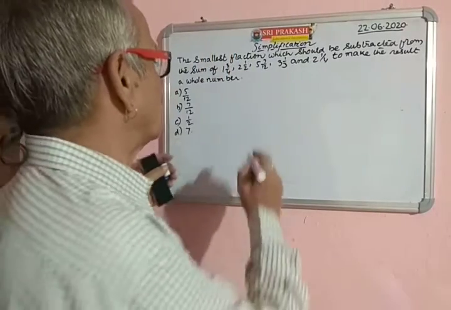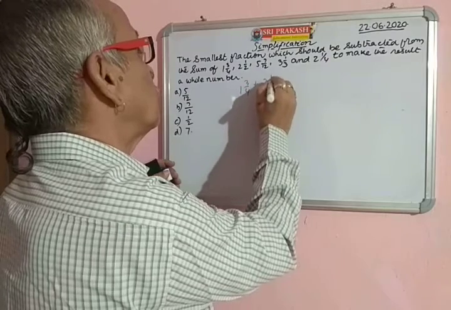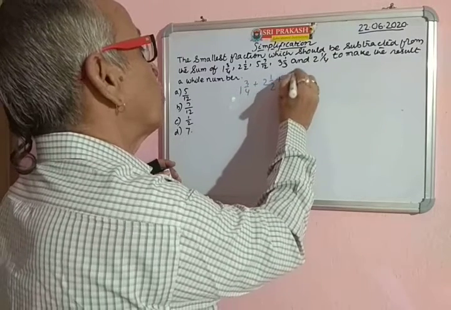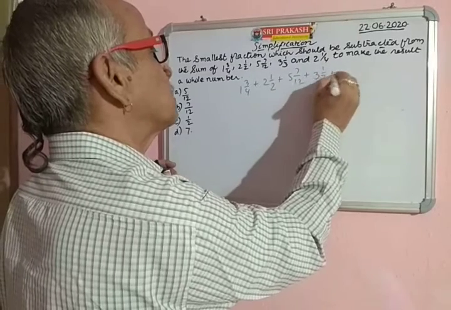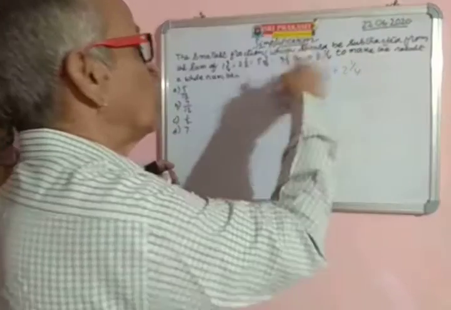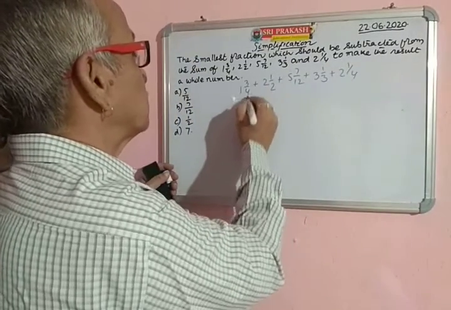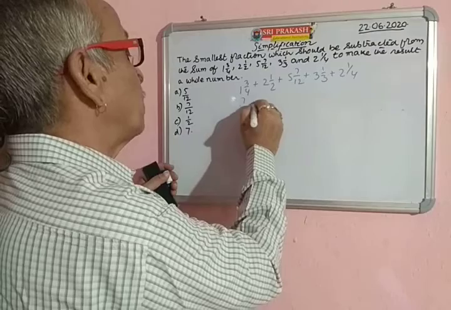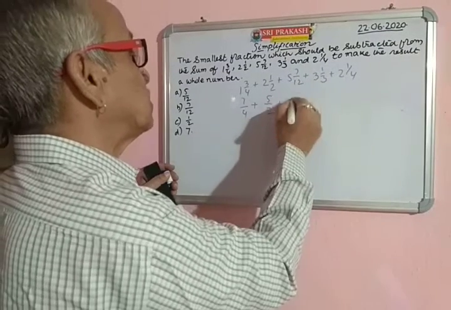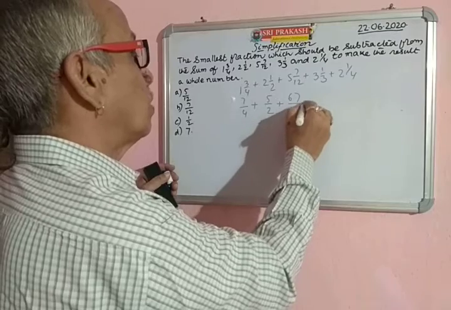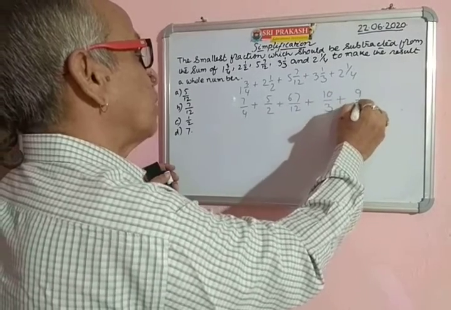So let us add. So 1 3 by 4 plus 2 1 by 2 plus 5 7 by 12 plus 3 1 by 3 plus 2 1 by 4. We change this into improper fractions: 7 by 4 plus 5 by 2 plus 67 by 12 plus 10 by 3 plus 9 by 4.